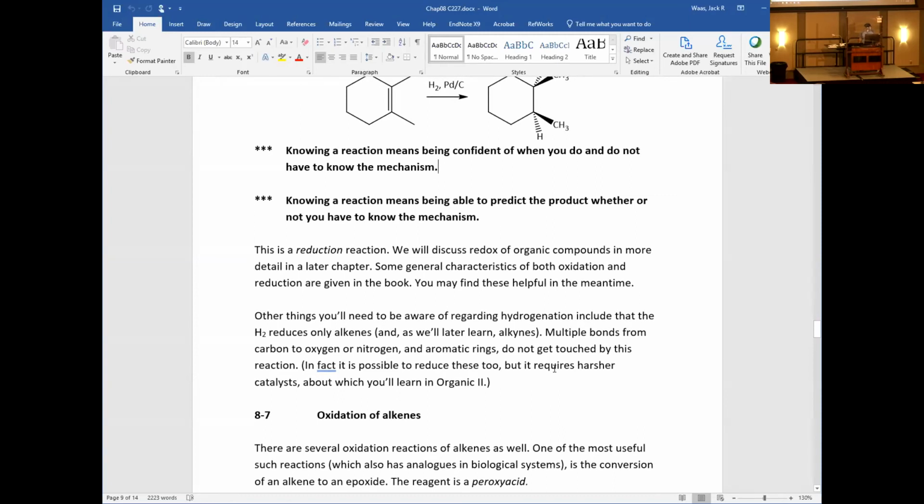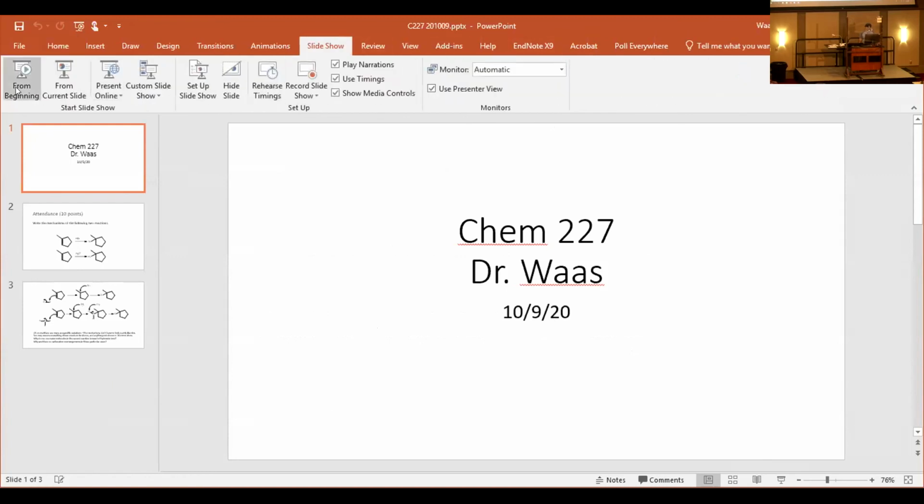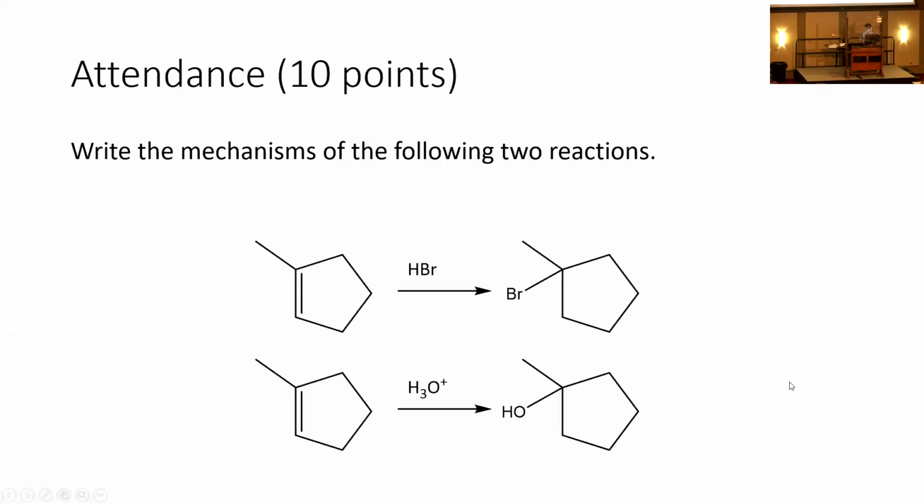Maybe now, if you will, let's switch gears. And if you haven't already, please register your attendance. And let's look at the clicker session or reef session. Like I said, you'll just get 10 points for participating. But I have a little exercise for you guys, which is write the mechanisms of the following 2 reactions.